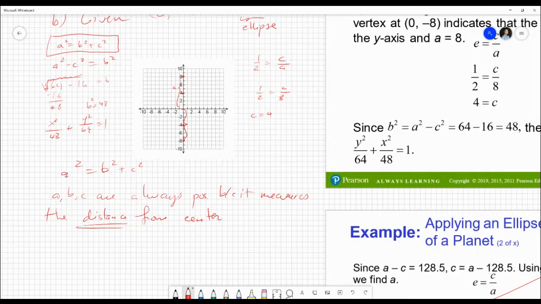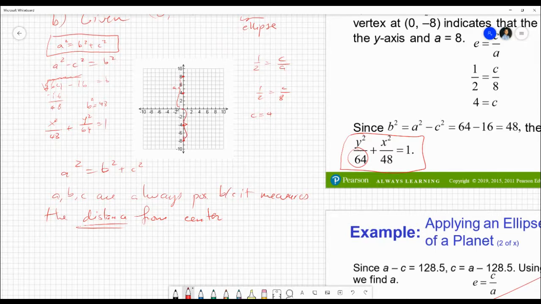Now, if you want to find A, remember that in our standard form right here, our A value is the square root of this number. When you take a square root, you can't have a negative number, right? So the A value is always positive. Same thing with B and C. Does that make sense? Yes. Okay, great question though.